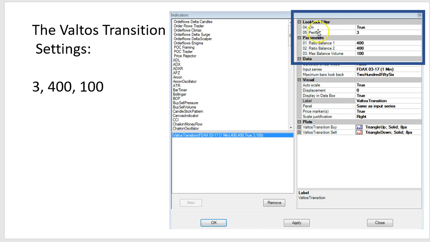And if you don't want to use it, you could change this from true to false. The number 4 on, you could change it to false. And then you won't have to worry about the period.